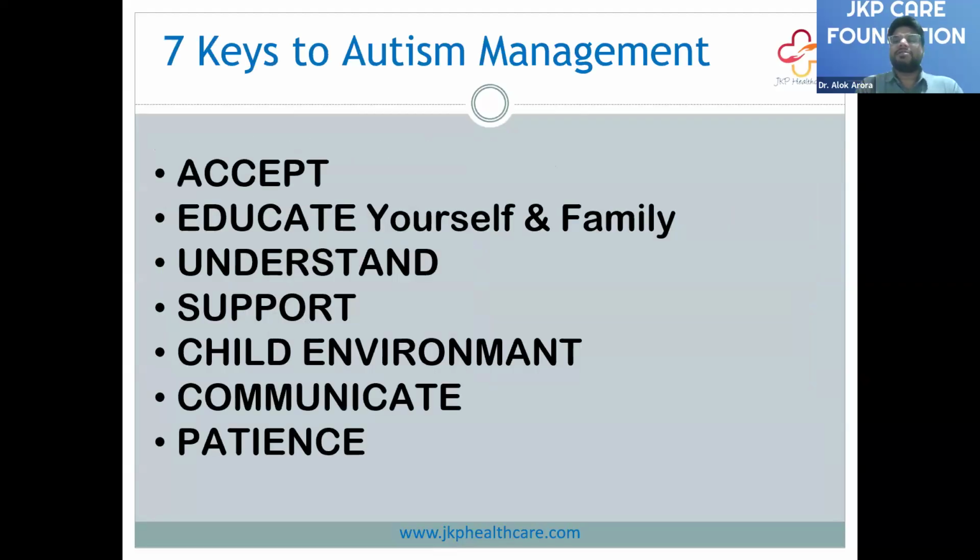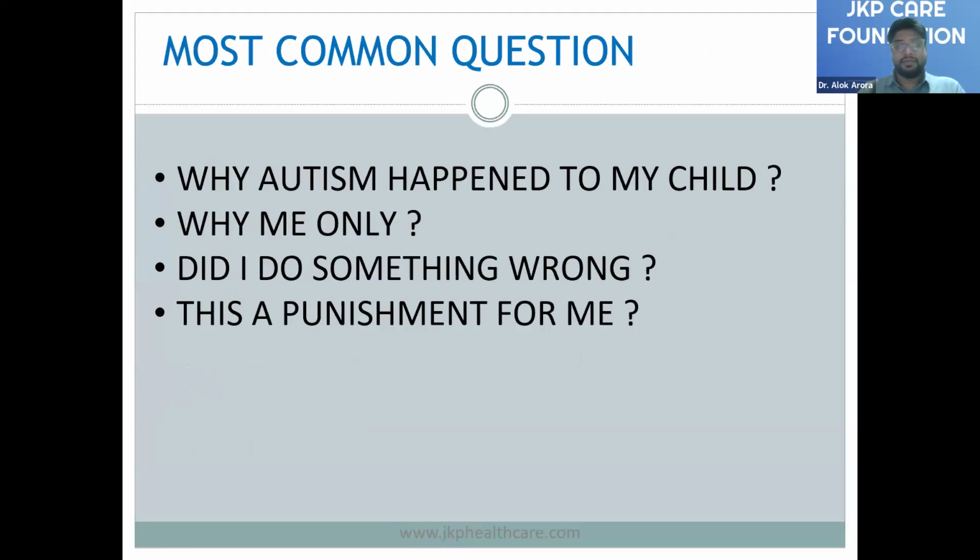Now, there are 7 keys to manage autism. Majorly, when I say manage autism, there are 7 points which I have noted down. So 7 keys. First and foremost is to accept. Most of the time, we as parents do not accept that it is autism. We always think, no, it cannot happen to me. It cannot happen to my child. Why has it happened to my child?